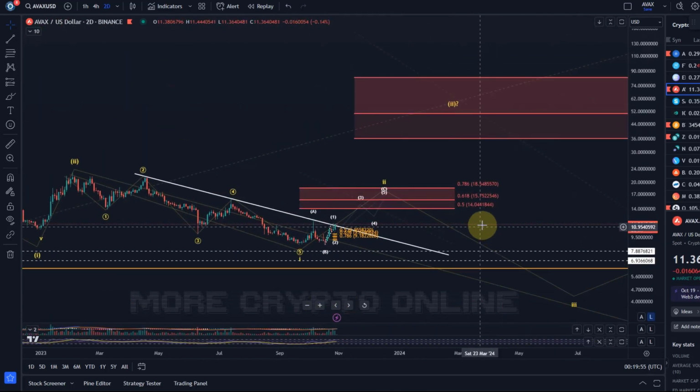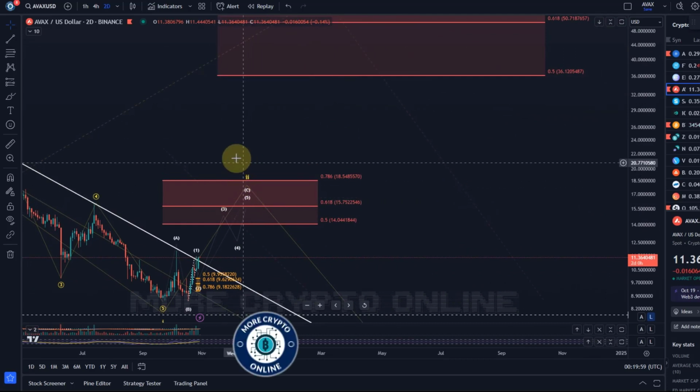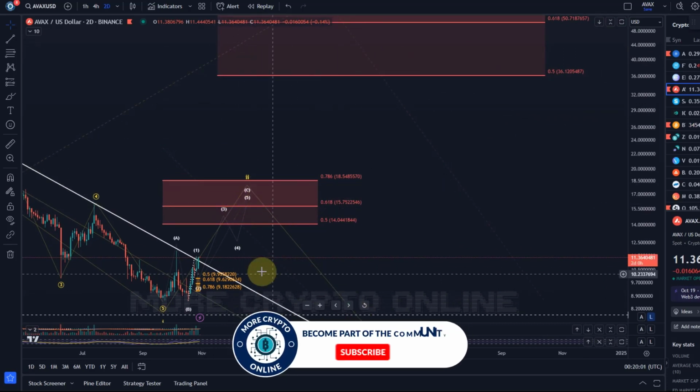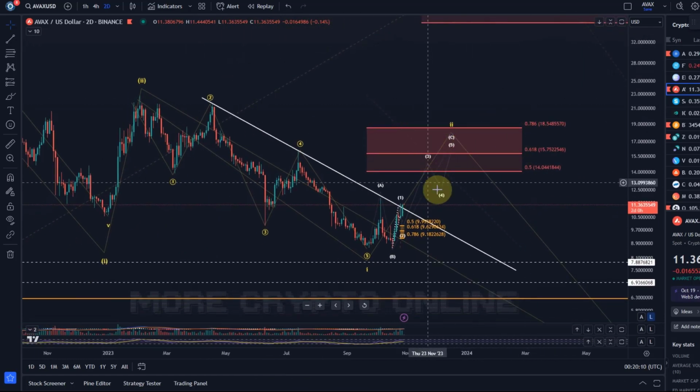Resistance is between $14 and $18.55. So I'm not telling you the price will turn around there and crash down. It is a resistance area. It's basically just a pivot point. And as long as the trend is still up, we can easily push through. It's just sort of the first level of invalidation for a more bearish scenario.